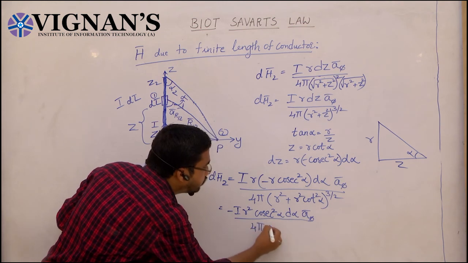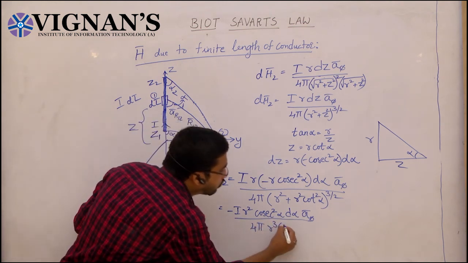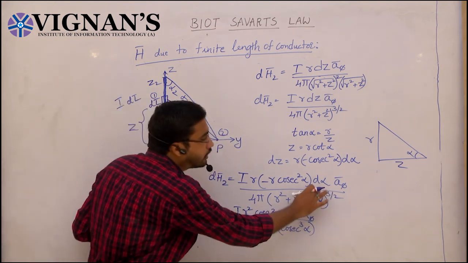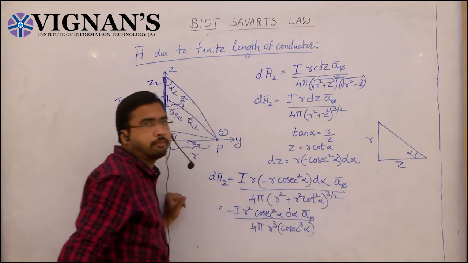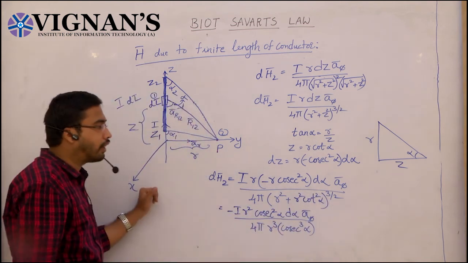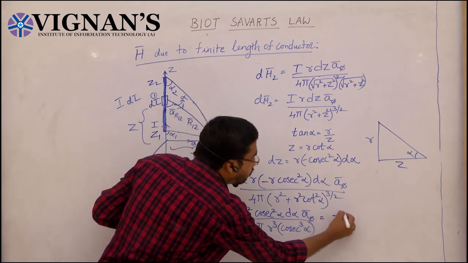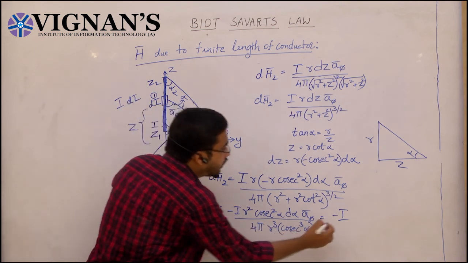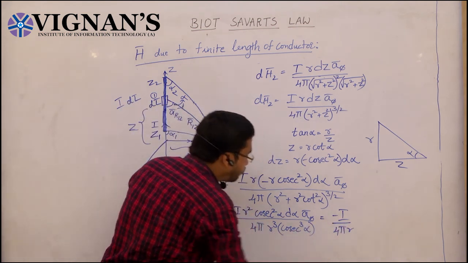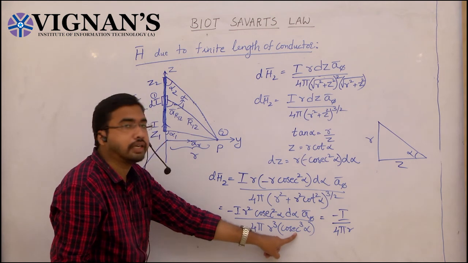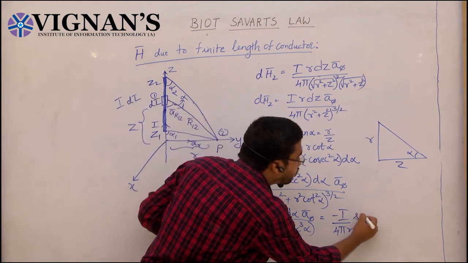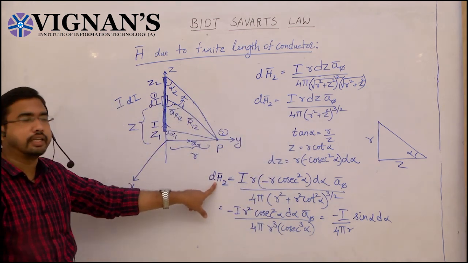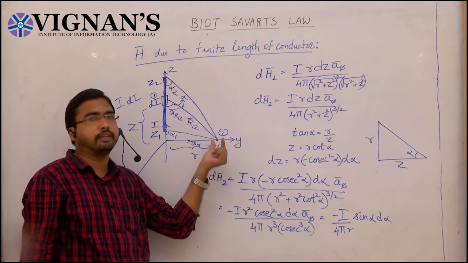Here we will get 4 pi into R cube into cosecant cube alpha. If you solve those powers, you will get cosecant square alpha whole power 3 by 2, which is equal to cosecant cube alpha. Now minus I into, if you cancel this R square term, you will get 4 pi R, and what is 1 by cosecant alpha? That is sin alpha. Sin alpha d alpha. This is differential magnetic field intensity dH at this second point P.